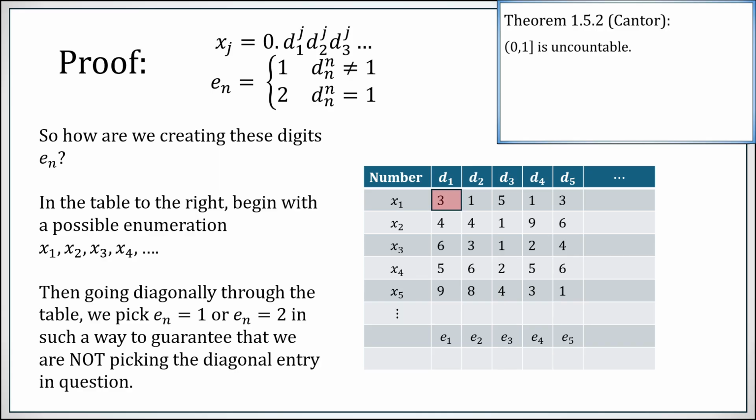So x1 first digit is 3. That's not 1, so we make e1 equal to 1. x2 second digit is 4. That's not 1, so we make e2 equal to 1. x3 third digit is 1, so we make e3 2. Then the fourth digit of x4 is not 1, so we pick a 1. The fifth digit of x5 is 1, so we pick a 2. This is how we're picking our e's.